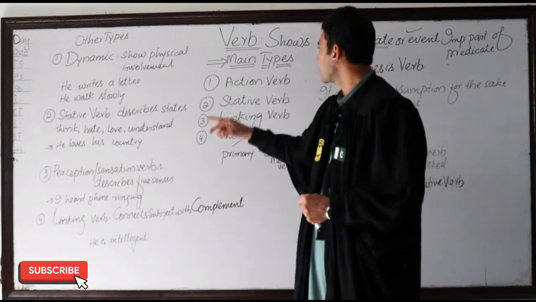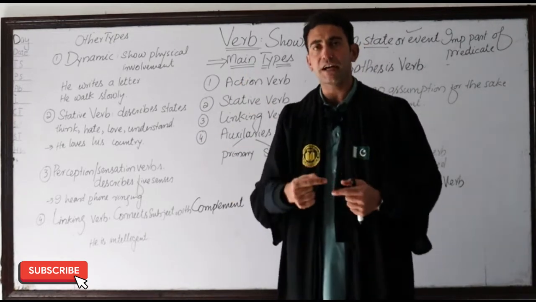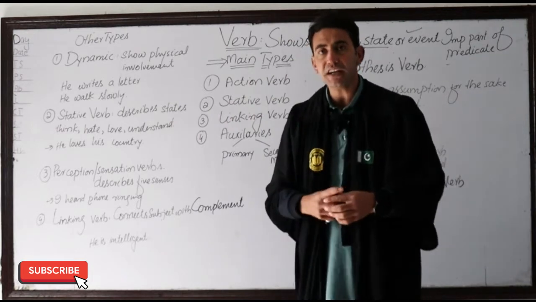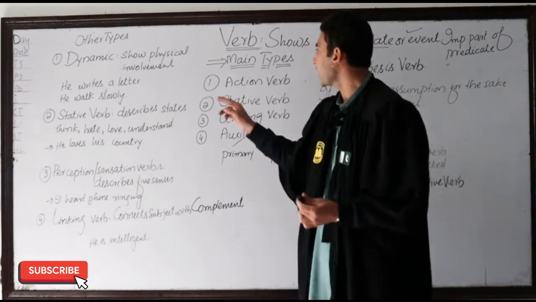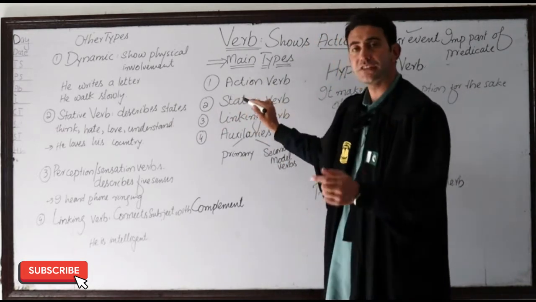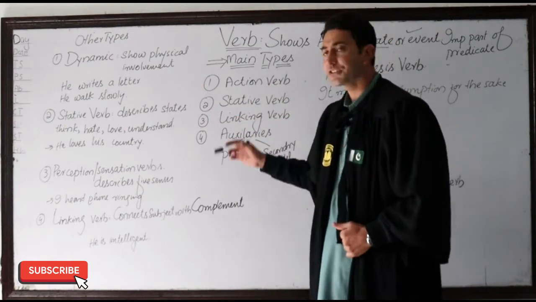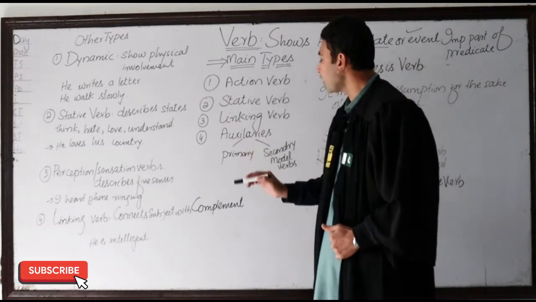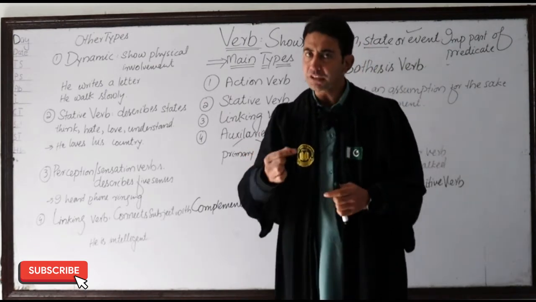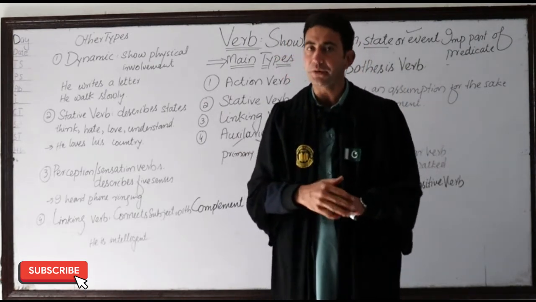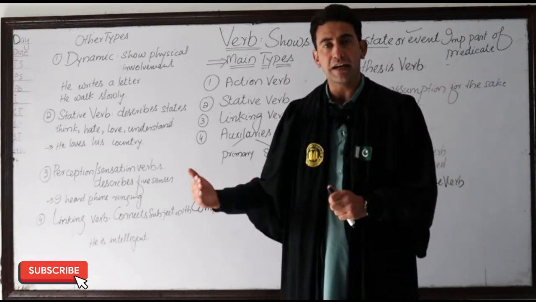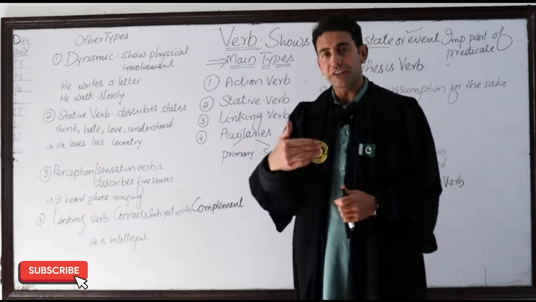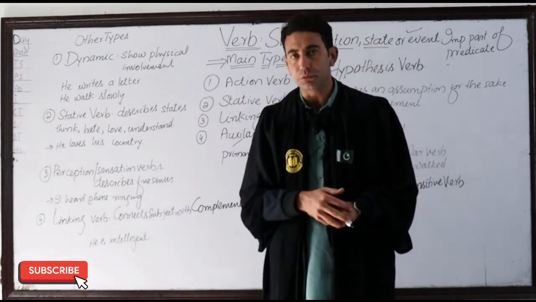Now, let's move on towards the types of verb. In fact, I am going to discuss the main types of verbs. The first one is action verb. Then we have stative verb, linking verb, and auxiliaries. And we have further divided the auxiliaries into primary auxiliaries and secondary auxiliaries. The secondary auxiliaries are also known as modal verbs.